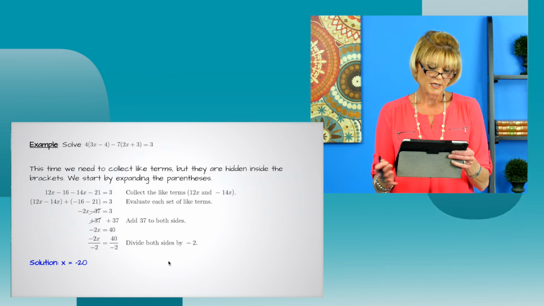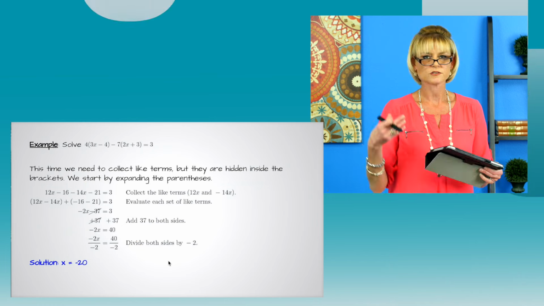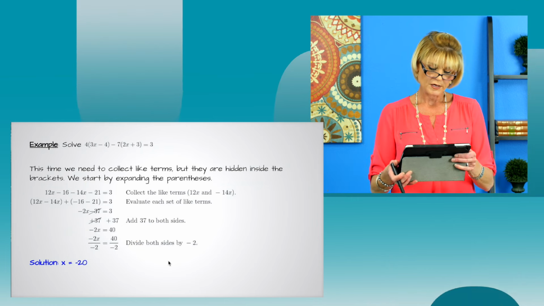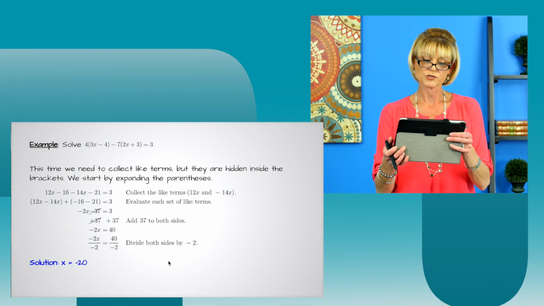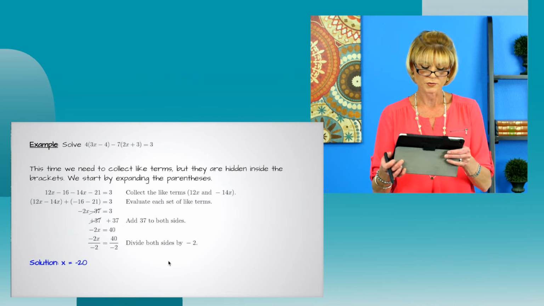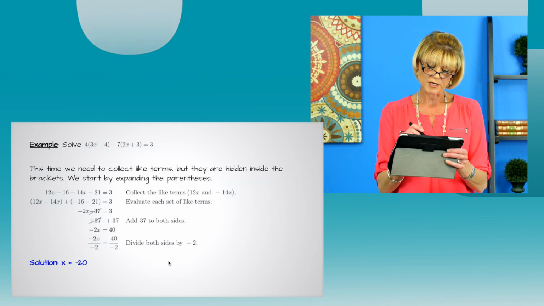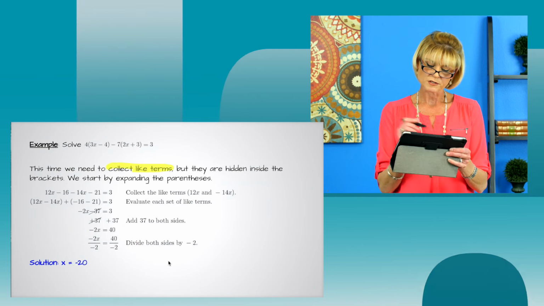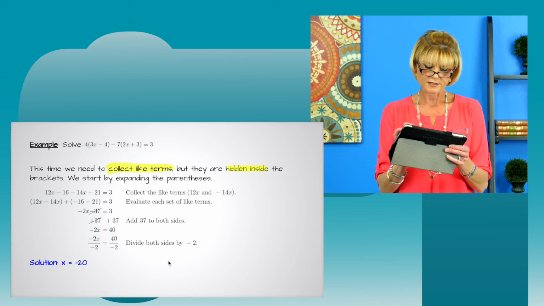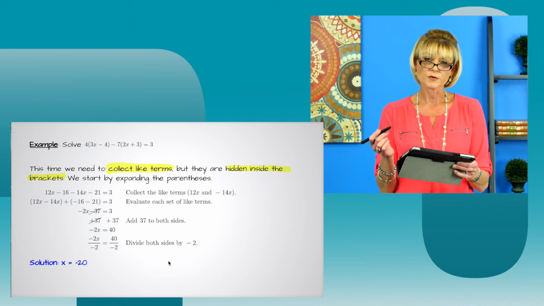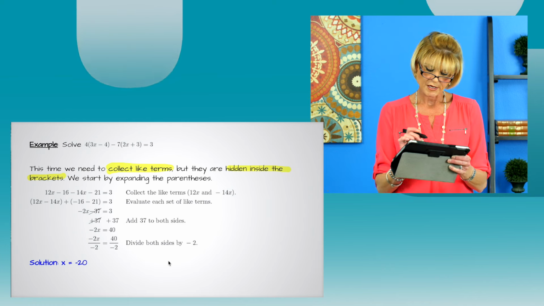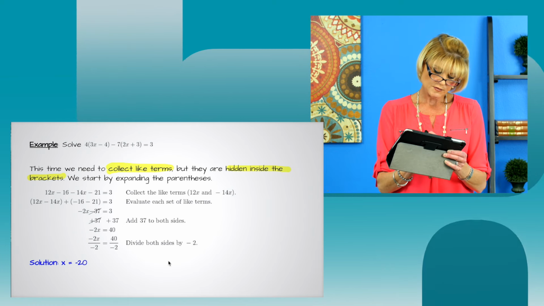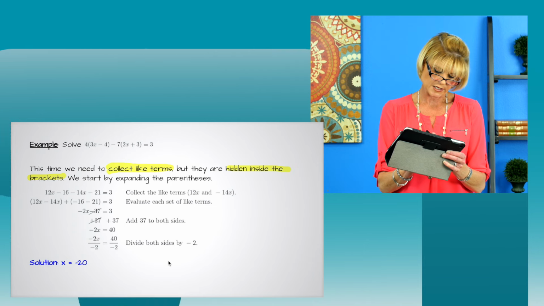Another example. Solve. This one's a little longer, but just use the same steps. Don't let it intimidate you. 4 times 3x minus 4 minus 7 times 2x plus 3 equals 3. So this time we need to collect like terms, but they're hidden inside those brackets. So what we're going to do is we're going to start by expanding the brackets, and it's actually not that hard. So the first thing is to expand the brackets, then it looks like this.